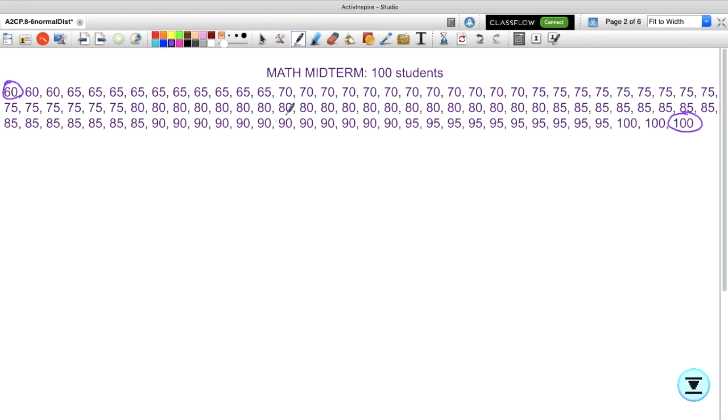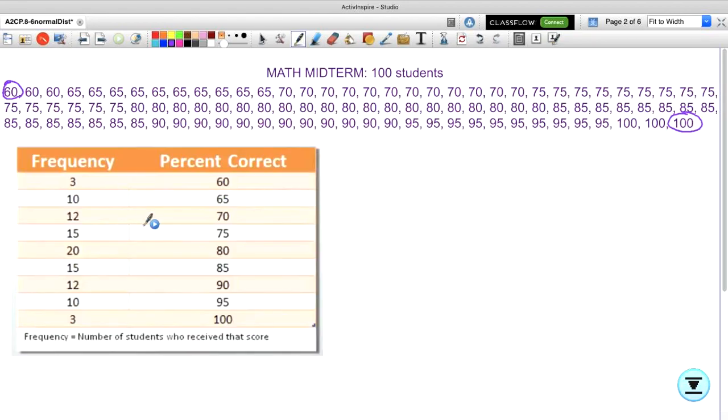But another thing you could do, and you have done in the past, is create a frequency table. We could look at what percentage people got correct and how many times it happened. Frequency is just how often it occurred. It's like our tally marks. So 60% correct on their test would be 1, 2, 3 people. Our frequency is 3. 65% correct: 1, 2, 3, 4, 5, 6, 7, 8, 9, 10. 10 is the frequency.